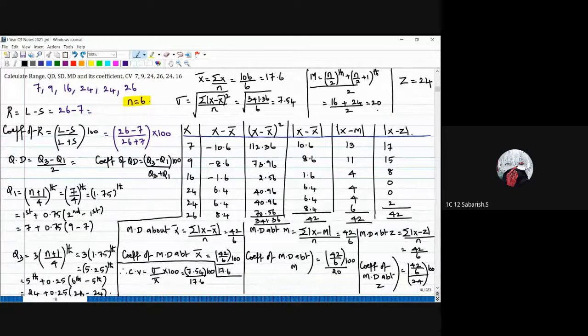Sir, how many marks will this question carry, sir? They don't ask this full question in an exam. Either it can be a standard deviation or a mean deviation for 5 marks. Mean deviation about mean can be a 5 mark question, mean deviation about median can be a 5 mark question. So like that you will get. Okay, sir.